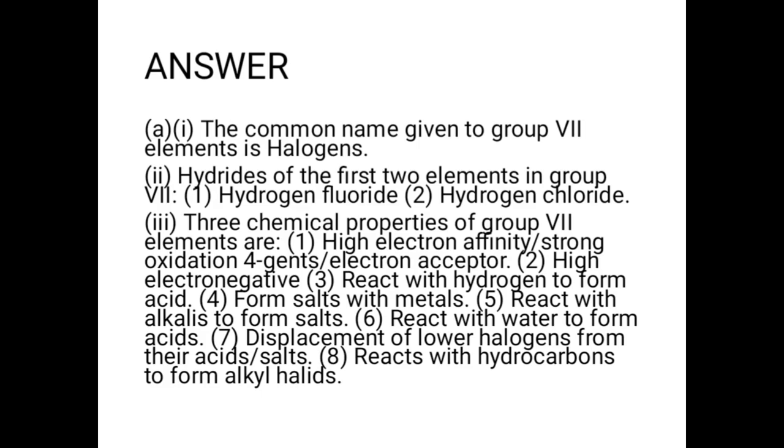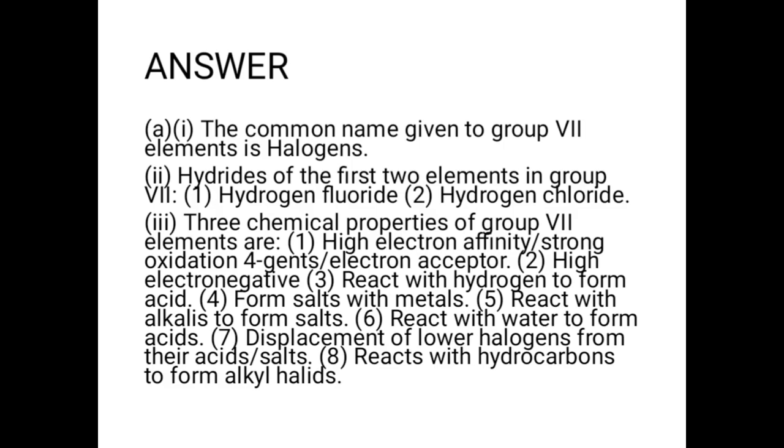Then for number 3, the 3 chemical properties of group 7 elements are: they have high electron affinity, strong oxidation because they are good oxidizing agents or electron acceptors, and they are highly electronegative. They react with hydrogen to form acid. They form salt with metals. They react with alkalis to also form salt. They react with water to form acid.